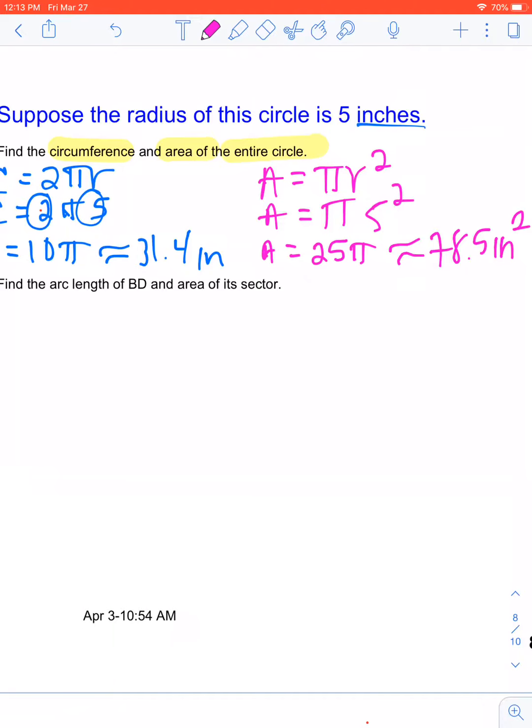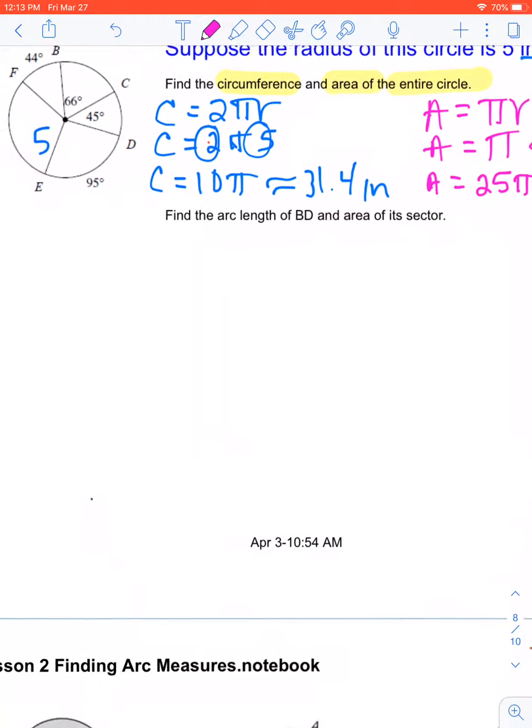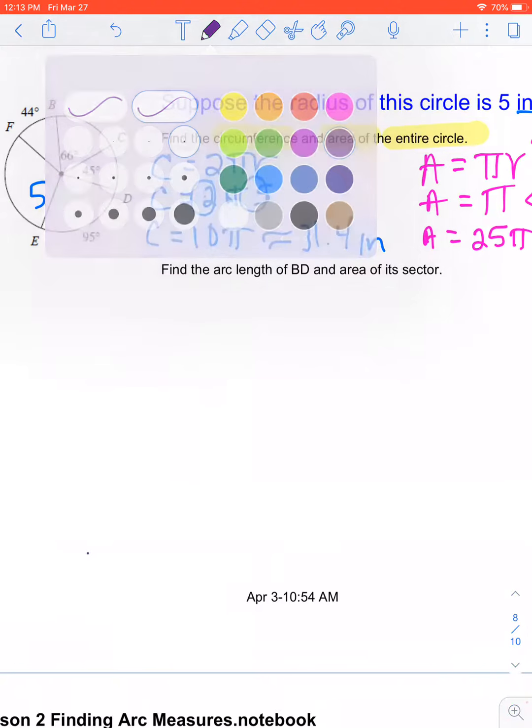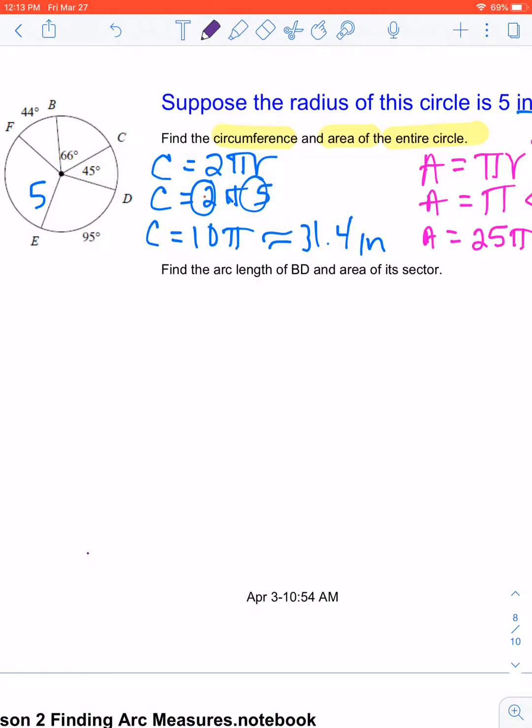Okay, so that's the answer to the top. Now they want us to find the arc length of BD and the area of its sector. So let's identify BD. B to D is a minor arc, so that means I'm going to go this way because it has to be less than 180. So this is the piece we're talking about.